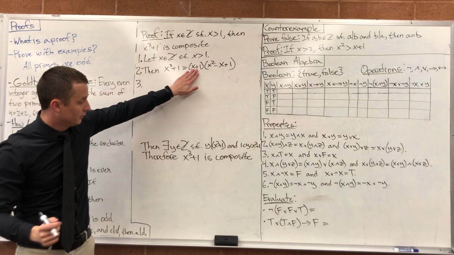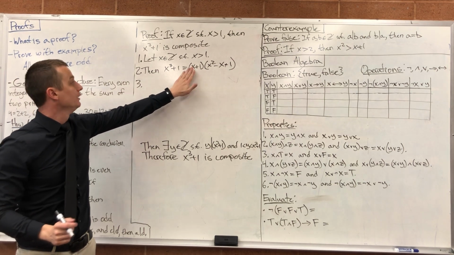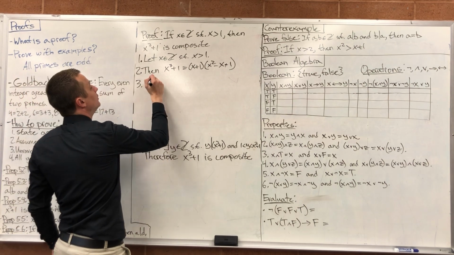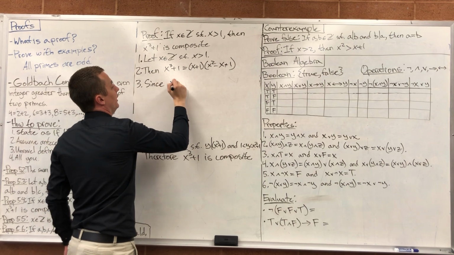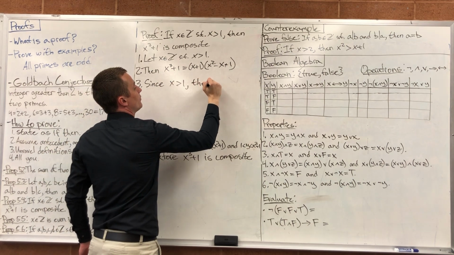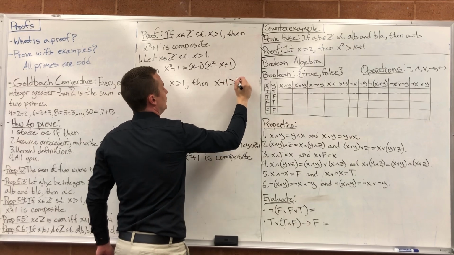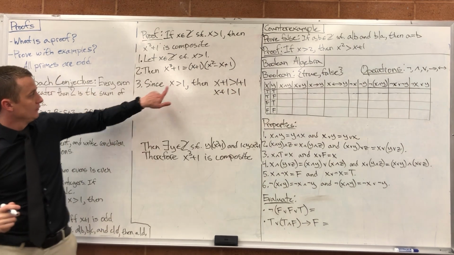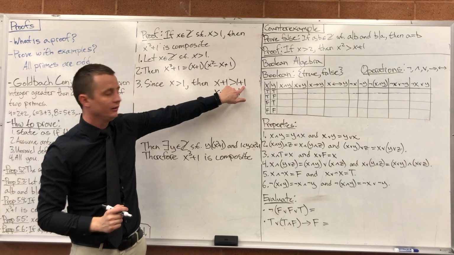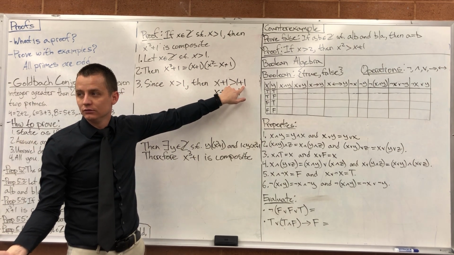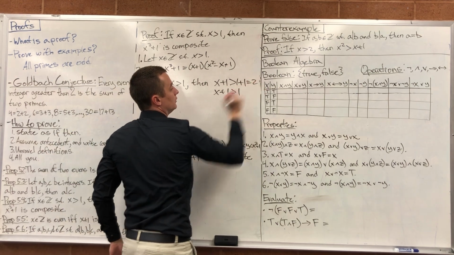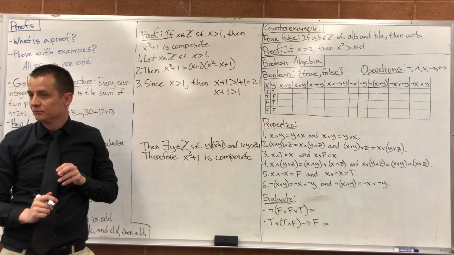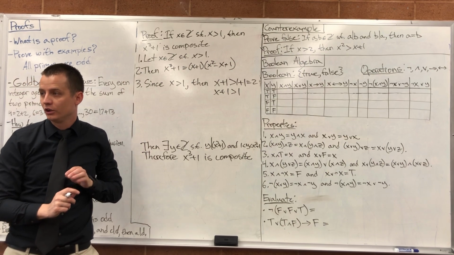So what do I need to show about x plus 1? I need to show that x plus 1 is greater than 1, and I need to show x plus 1 is less than x cubed plus 1. Right? So, since x is greater than 1, then x plus 1 is greater than 1 plus 1, which gives us that x plus 1 is definitely greater than 1. Since x is greater than 1, we can add 1 to both sides of the inequality, it doesn't change anything. Since x plus 1 is greater than 2, x plus 1 is definitely greater than 1. Good?